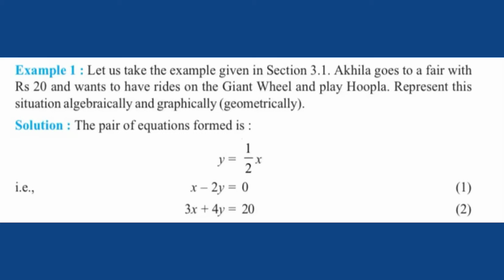So in that section 3.1, the pair of equations was y is equal to 1 by 2x. If we convert it into a1x plus b1y plus c1 is equal to 0, we get x minus 2y is equal to 0. And the other equation was 3x plus 4y is equal to 20. This was the algebraic representation. Now let us see how to represent it graphically.